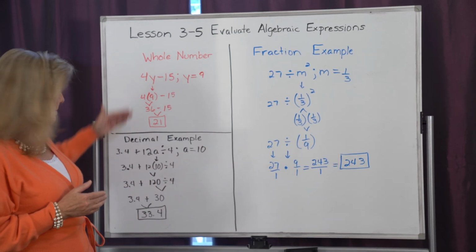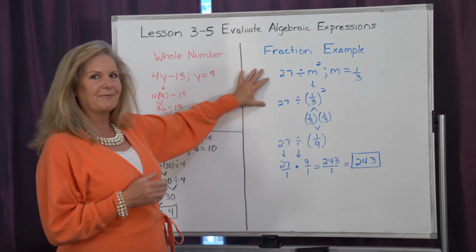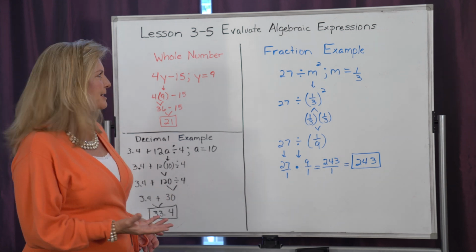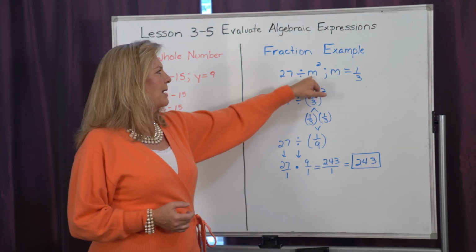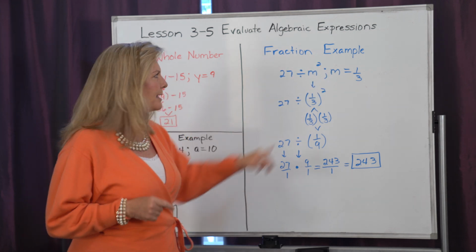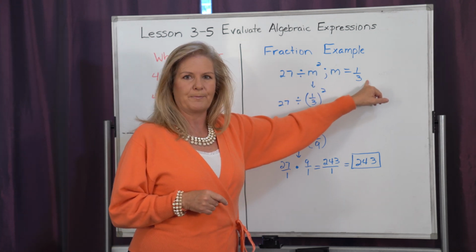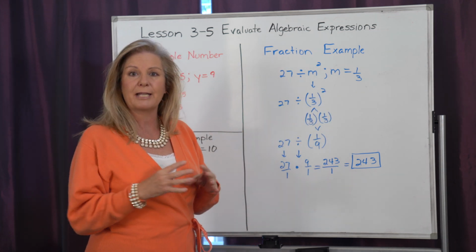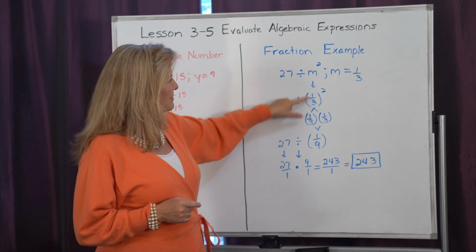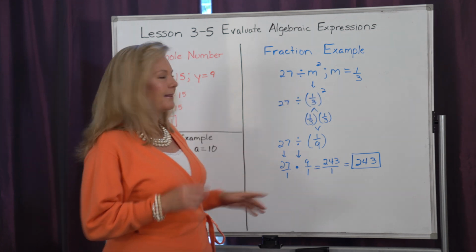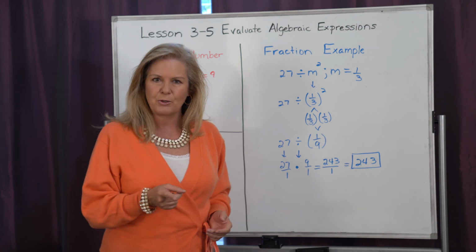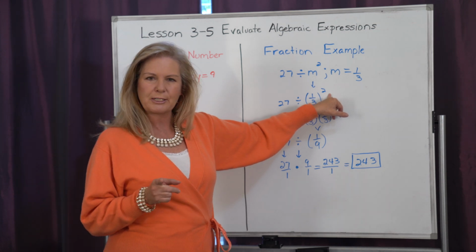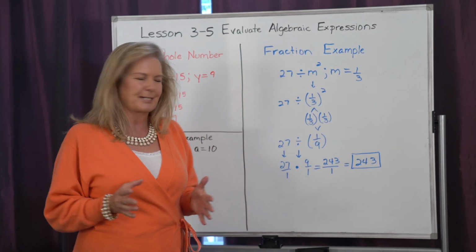We can do it with whole numbers, we can do it with decimals, but we can also evaluate with fractions. So here's an example of a fraction expression. So we have 27 divided by m squared, but they told me that m equals 1/3. So step 1, always replace the number for the variable in the expression. So I'm going to replace m squared with 1/3 squared. Then I evaluate to see, do I have multiple operations? Well, I have division and I have an exponent. And according to order of operations, we must do exponents first.